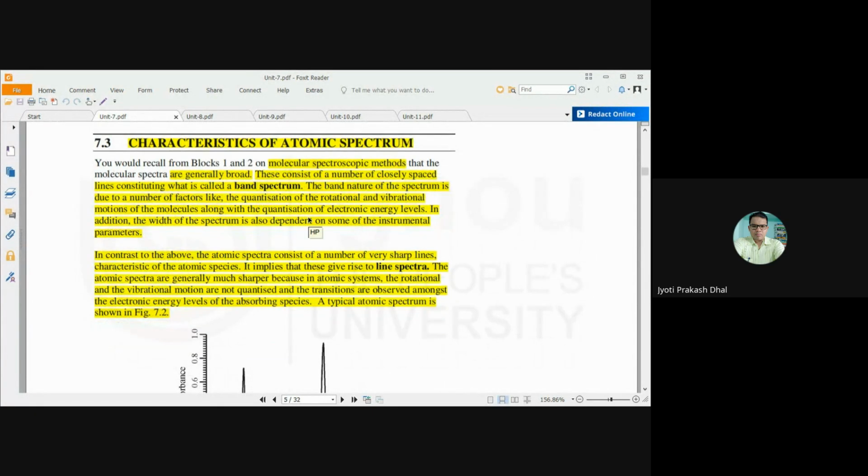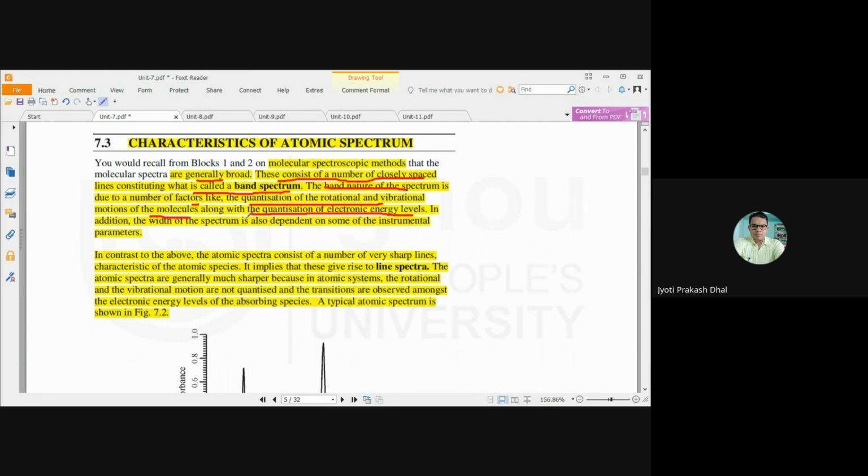So today we'll discuss the characteristics of atomic spectrum. In molecular spectroscopic methods, the molecular spectra are generally broad. These consist of a number of closely spaced lines constituting what is called a band spectrum. The band nature of the spectrum is due to a number of factors like quantization of rotational and vibrational motions of the molecule, along with the quantization of electronic energy levels.